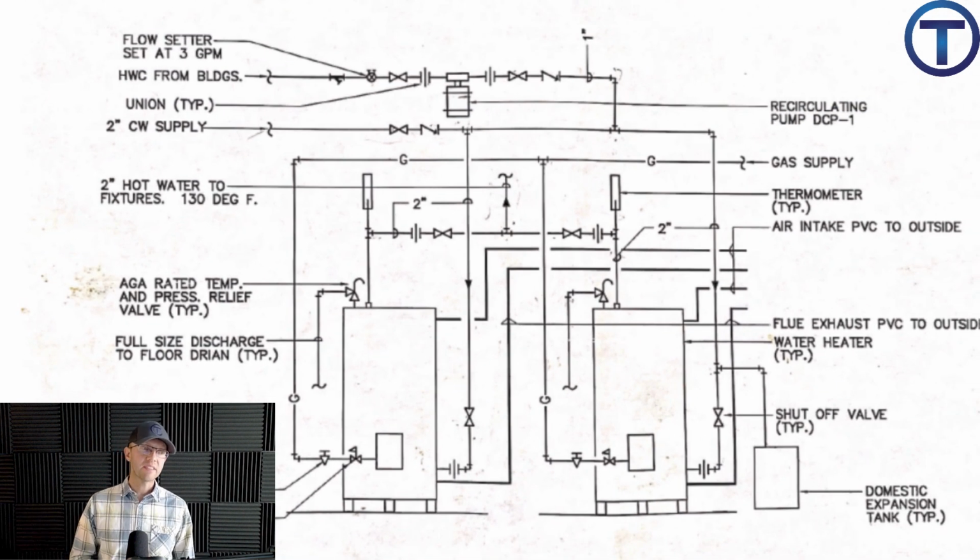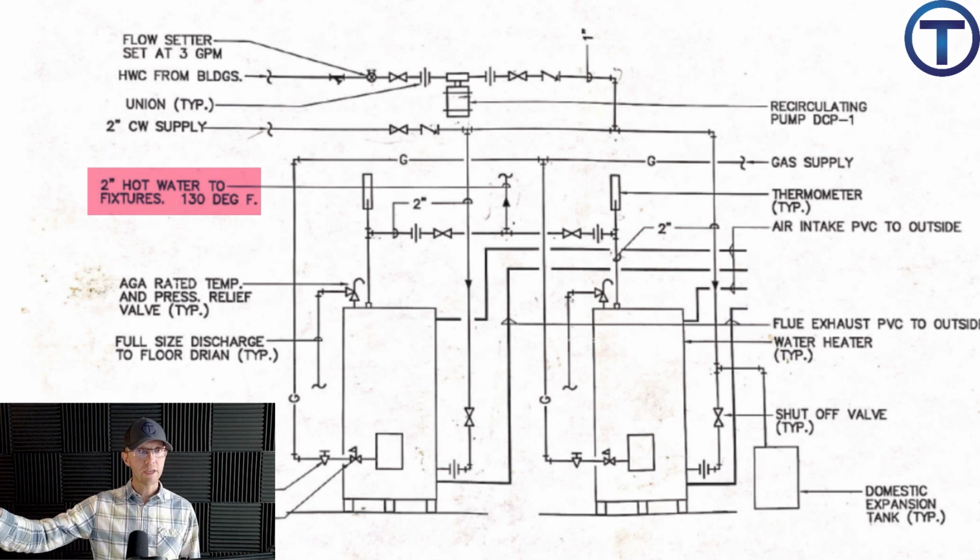It specifically states that the hot water to the fixtures needs to be 130 degrees Fahrenheit. This is a big building. We're delivering higher temperature water, most likely to be mixed down at the fixtures where necessary, bringing it to 110 degrees for any of the lavatories using a mixing valve.